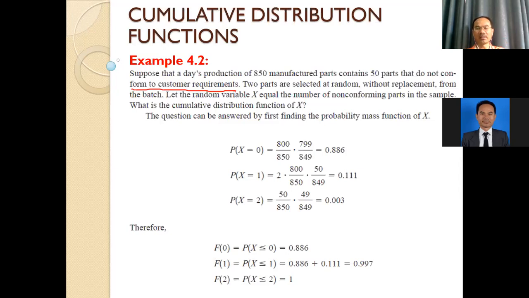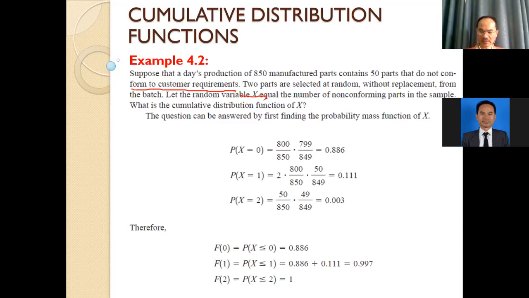We produce 850 parts in a day, and 50 parts are fail. We select 2 parts at random from the 850 without replacement, which means once a part is collected, it is not put back. If we let X equal the number of non-conforming parts, or the number of fails in the sample, what is the cumulative distribution function of X?